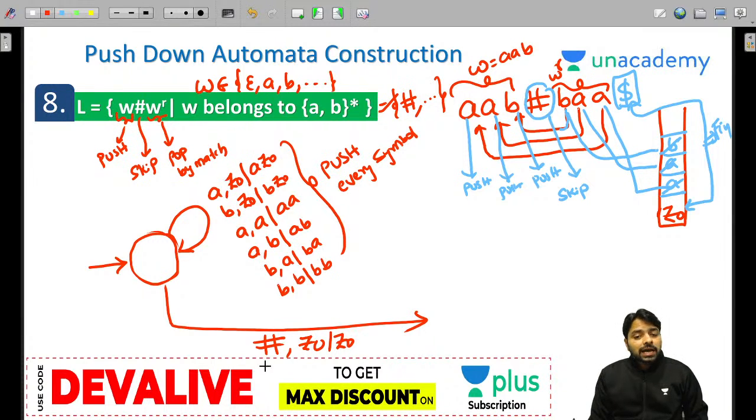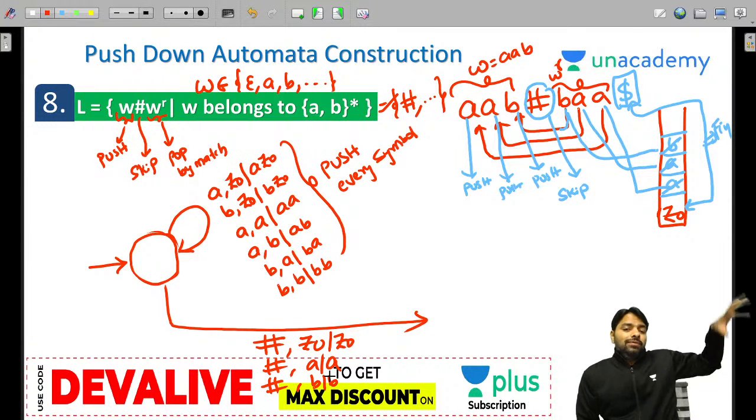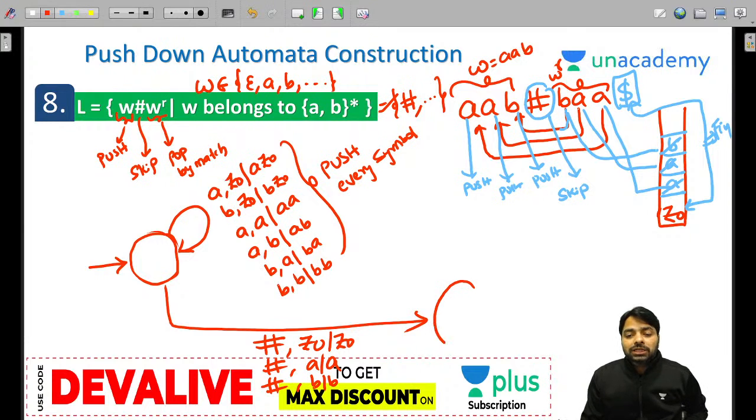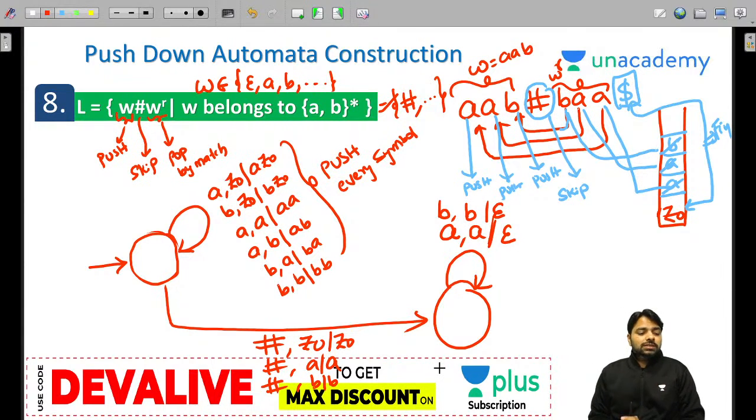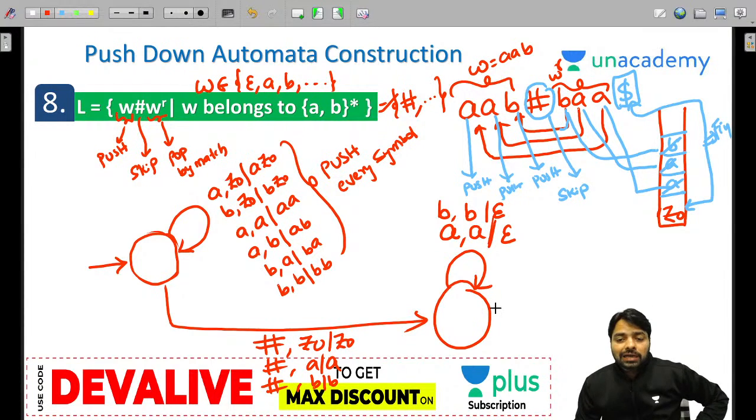If A was the top of the stack, A by A. If B was the top of the stack, B by B. That means whatever is there, keep it, because we are going to match now. How do you match? If A is in W power R, top of the stack must be A, so pop it. If B is in W power R, then B must be in W, pop it. If you do these two things, then after some time the stack will be left with only Z0. When the dollar comes, only Z naught is left. It means go to final.